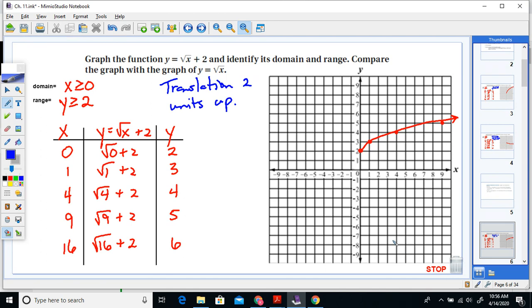And those are some basic square root functions and how to graph them. We'll talk about some other square root functions in part 2 of graphing square root functions. I hope this helps at least set the foundation for graphing square root functions for you.